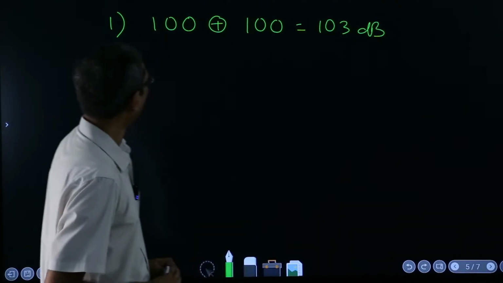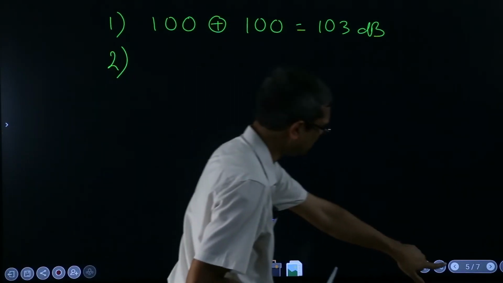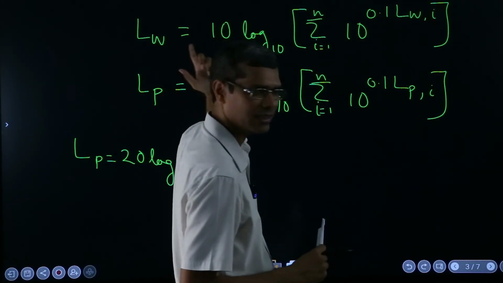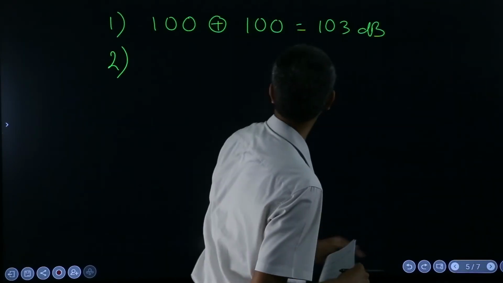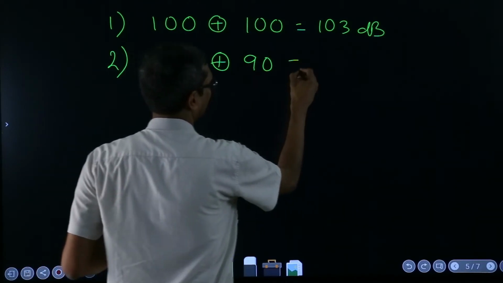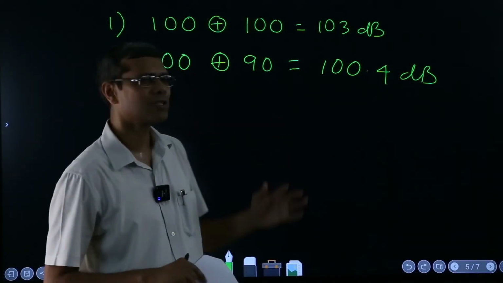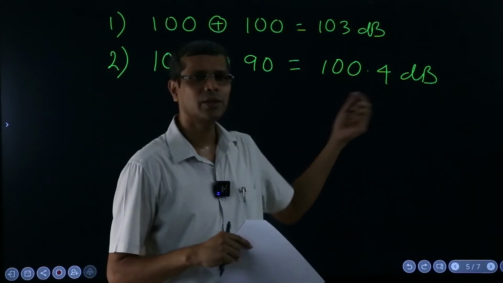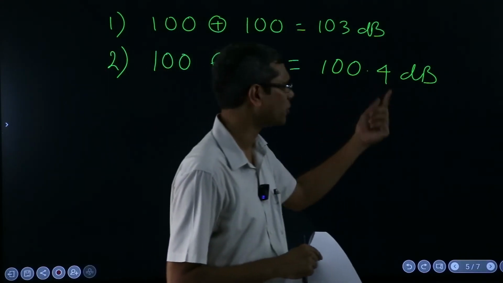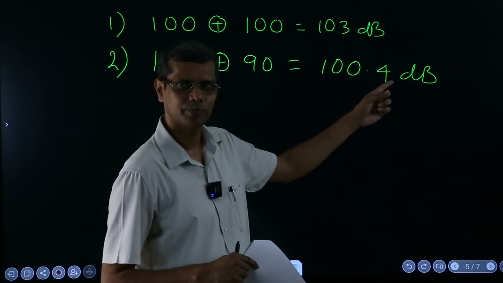So if you go through that expression which you wrote now, you can again see the same thing. Here if you put 100 and 100, you will get 103. Then say 100 dB plus 90 dB is like 100.4 dB. That means when the difference is almost 10 dB between them, the addition is only about 0.4 to the maximum one. If you add 0.4 to the higher one, you will get that. And if the difference is more than 10, also you can simply add 0.4.